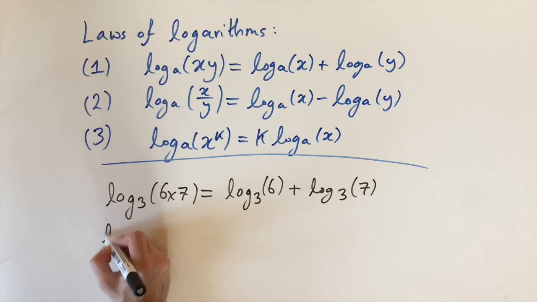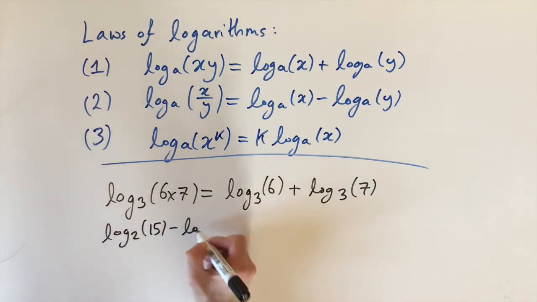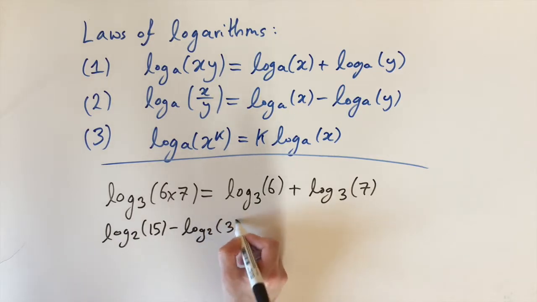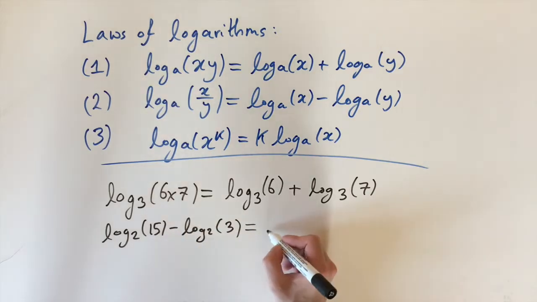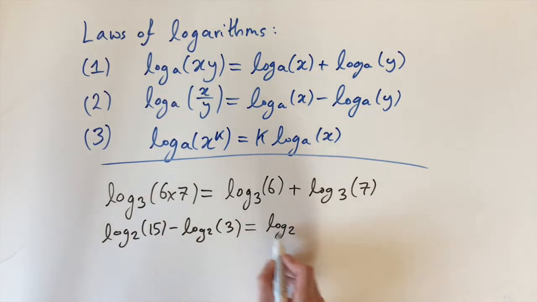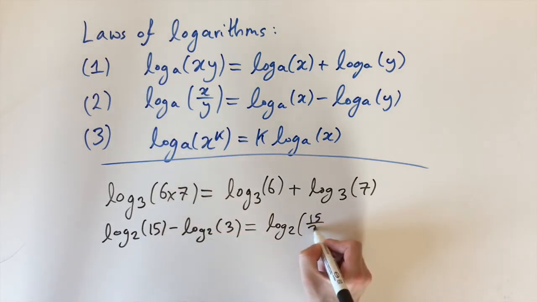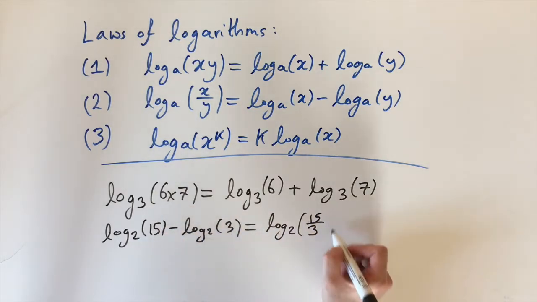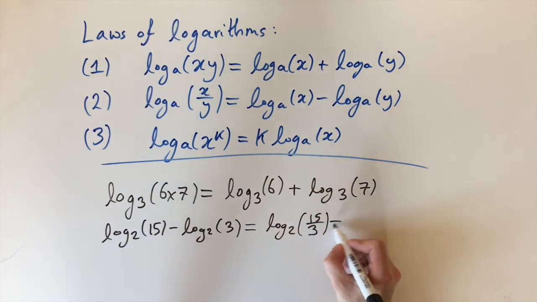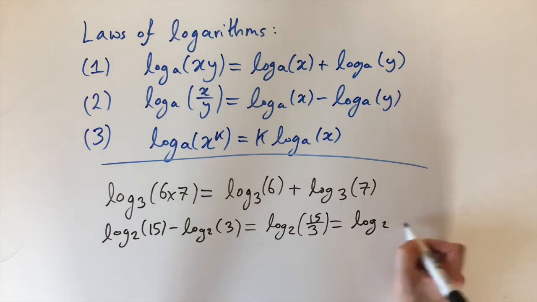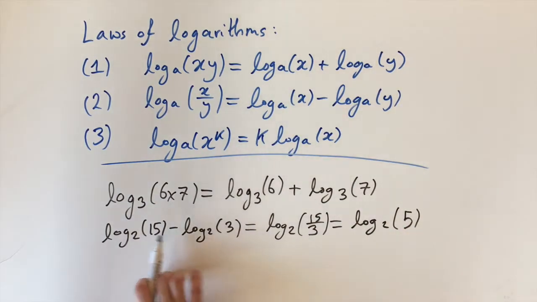If we have logarithm to the base 2 of 15 minus log to the base 2 of 3, then we can use the law of division, where we've got a subtraction here. So this is now equal to log base 2 again, same base, but 15 divided by 3. So I've brought the two numbers inside to one logarithm and I've divided them. And 15 divided by 3, well, we can simplify that again. This is just log base 2 of 5. So that's a nice way to use this law of division.